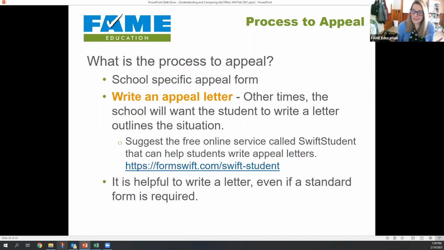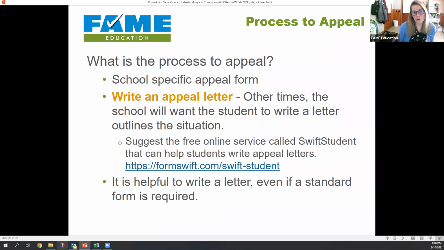Here's the process, which again might be different school to school. There might be a form that the student has to fill out initially. Almost always there is going to be some kind of appeal letter required, a letter or statement that outlines the situation. Here's where we were, here's where we are. This has impacted our ability to pay for college, right? Maybe you've got someone good with words. If you need a framework or a starting point, there is a website called Swift Student, which we've discovered, which will literally create a template for you to build an appeal letter.